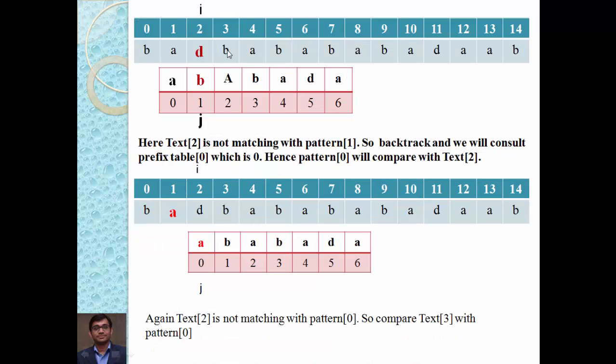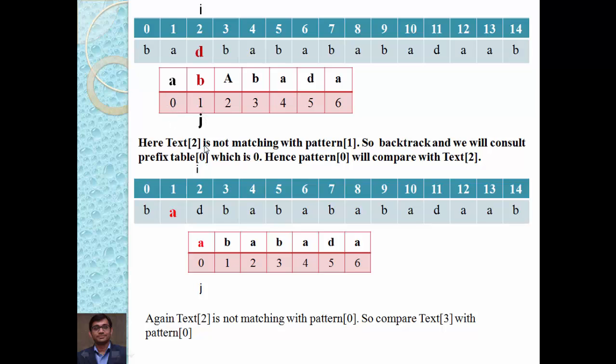So next we will compare our A with A. So both are equal. Once both are equal, then we have to increment index I. So I will be on 2 and J will be on 1. Now we need to compare D and B, whether both are equal or not. So here B and D both are not equal. So whenever both the characters are not equal, at that time we have to refer to our pi table, and according to the value of the pi table we have to shift our pattern. So before that we have to perform a backtrack here on our pattern. So we have to just go back. Our previous value is 0.